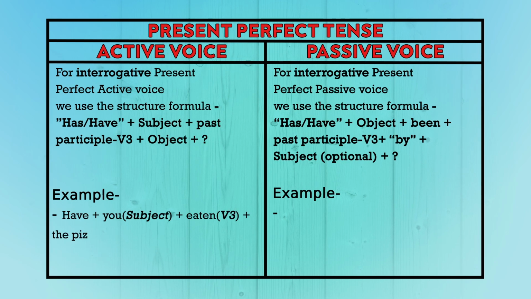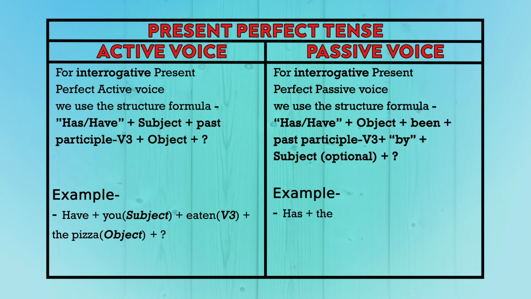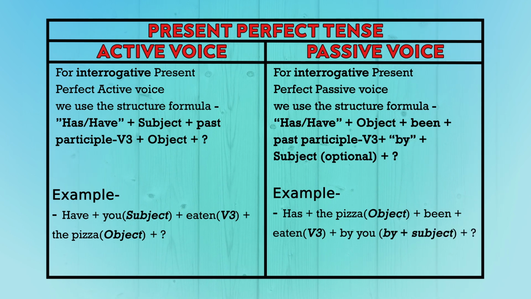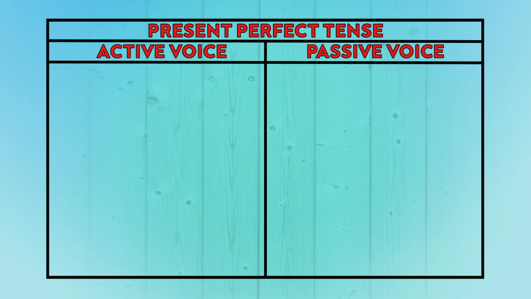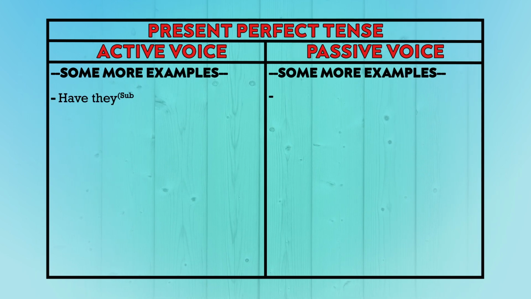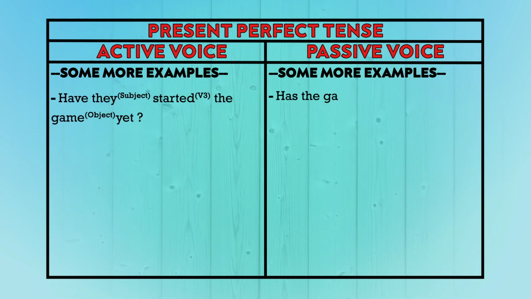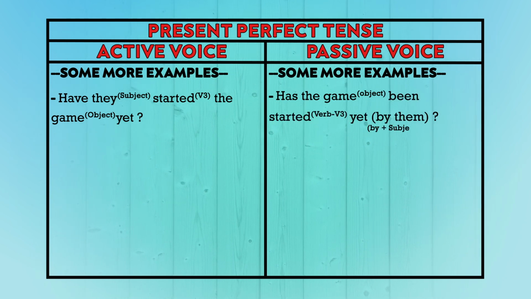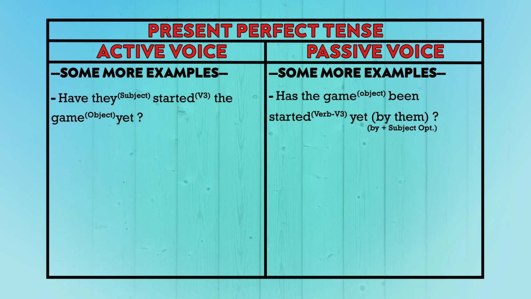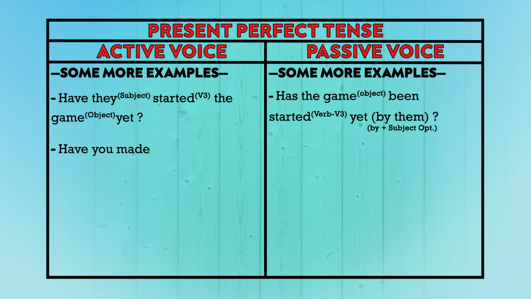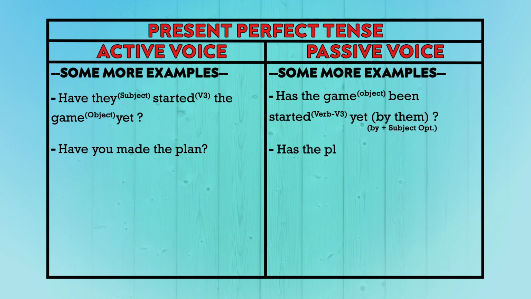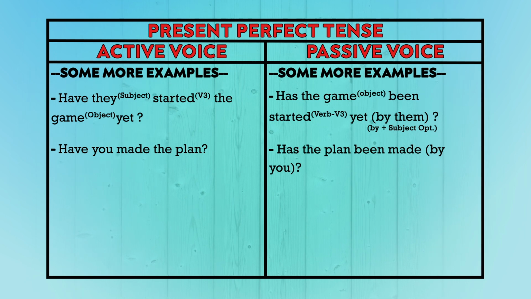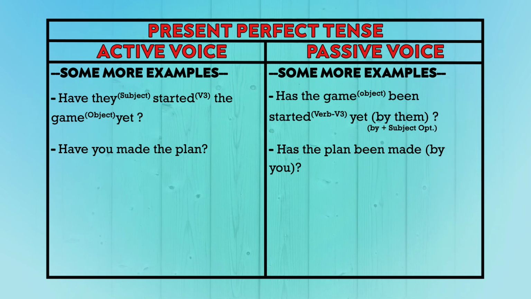Have you eaten the pizza? Has the pizza been eaten by you? Have they started the game yet? Has the game been started yet by them? And "by them" here is optional. Have you made the plan? Has the plan been made by you? Here also it is optional whether you write "by you" or not.